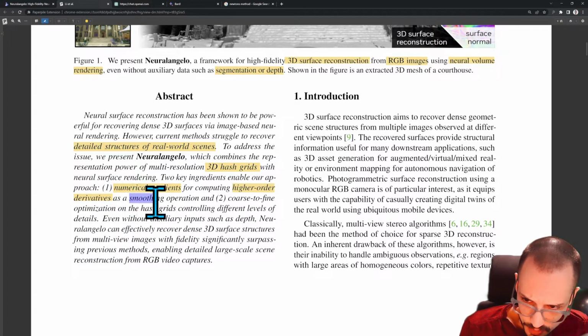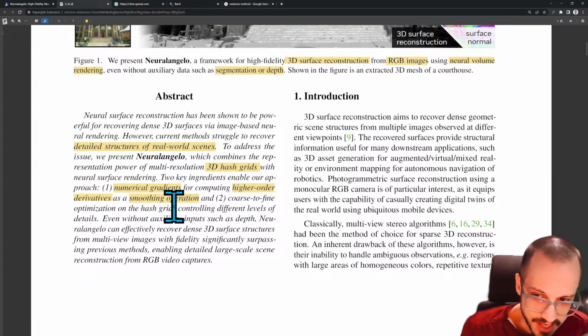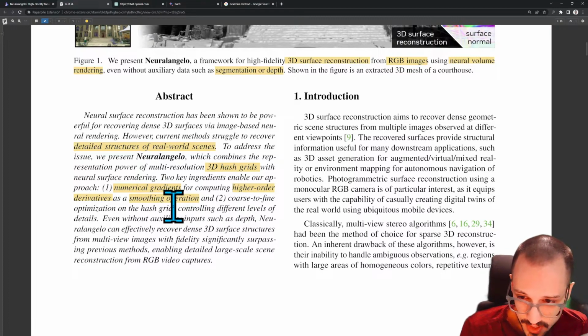And then smoothing operation, I don't know, that's a very generic term. That can really mean anything. It's just some kind of function that smooths out a set of curves.